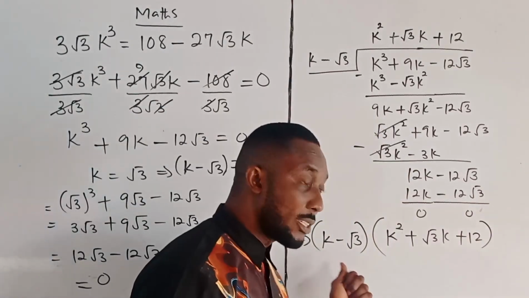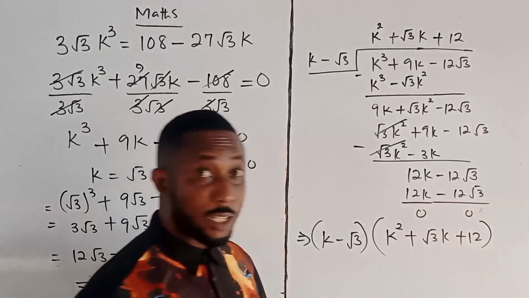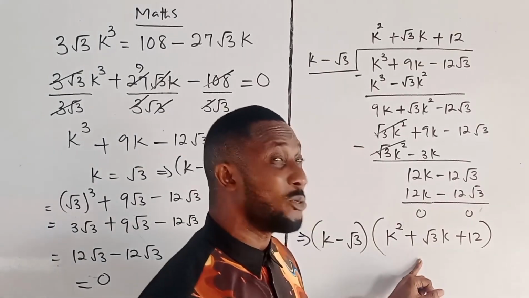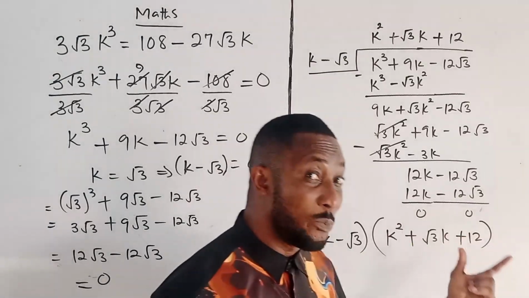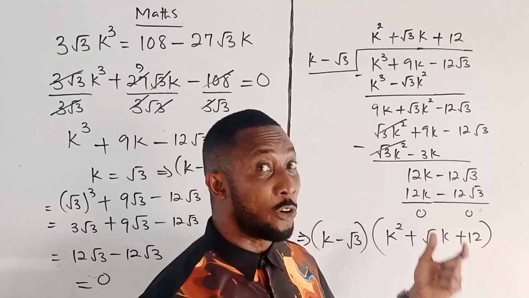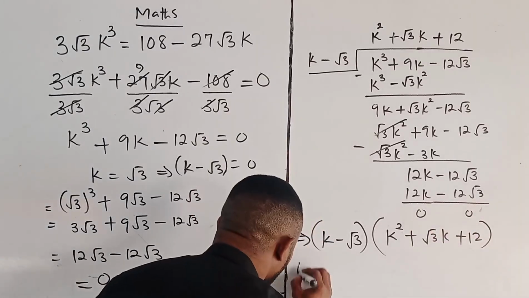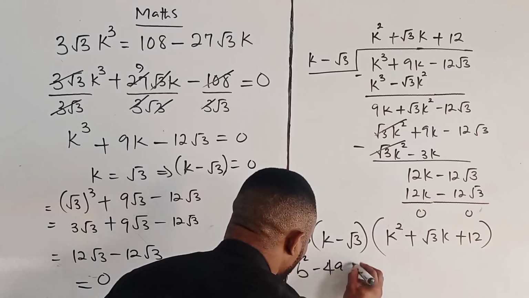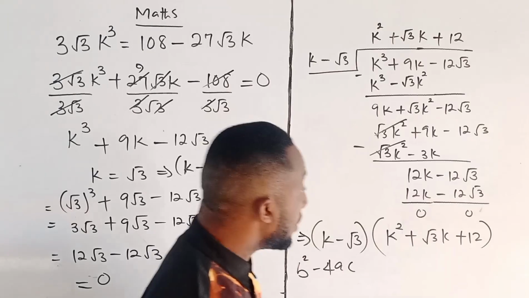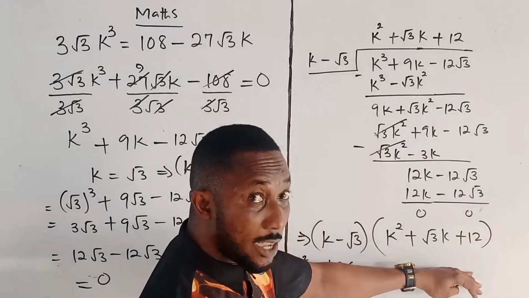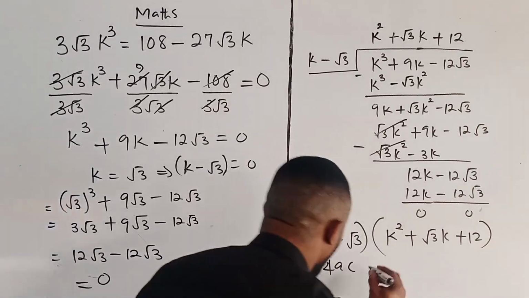Now, I already know this answer. This is actually equal to √3, k is equal to √3. Here, I need to test whether this quadratic is going to give me a real root or an imaginary root. So it means that I have to use the discriminant. So b squared minus 4ac, if it is greater than or equal to 0, we know that this quadratic has a real root. But if it is less than 0, it means that it has imaginary roots.